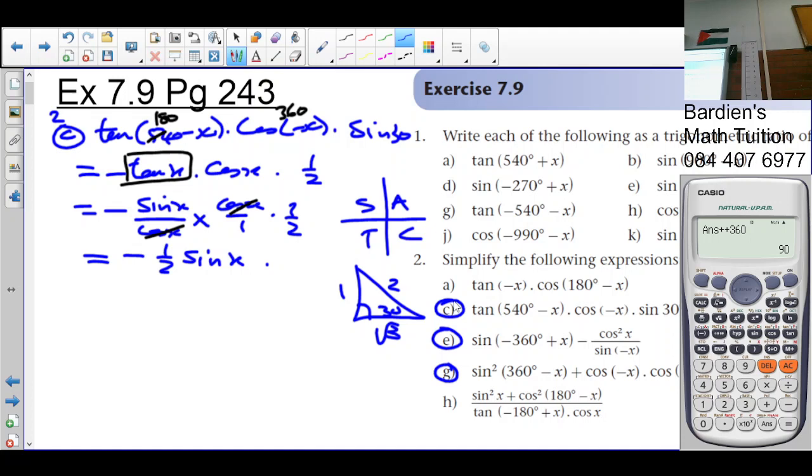Who was this question? Me. Right. Where did you go wrong? I didn't add 360 to the cos x. So you just wrote negative cos x. That's a common error, you're going to lose a mark every time. Okay, so don't do that, please follow what I just did. Anyone else made a mistake on this question?